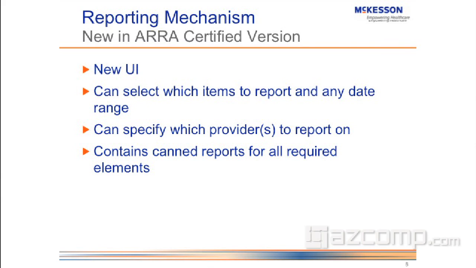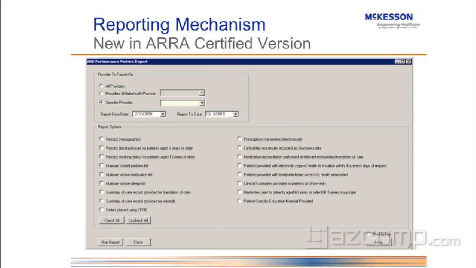So the first thing we're going to talk about is the reporting mechanism. You're capturing all this data. How are you going to get it out of there so that you can show everybody that you're doing what you need to do to get that money? There's going to be a new user interface to this reporting. You can select the items for the reporting date. And when we're going through each one of these objectives, you're going to be able to put in the time period of when you want to select that data. You can specify which provider to report on, because remember, this is by provider, it's not by practice. So you get to pick the time and the providers, and it's also going to contain canned reports for all the required elements.